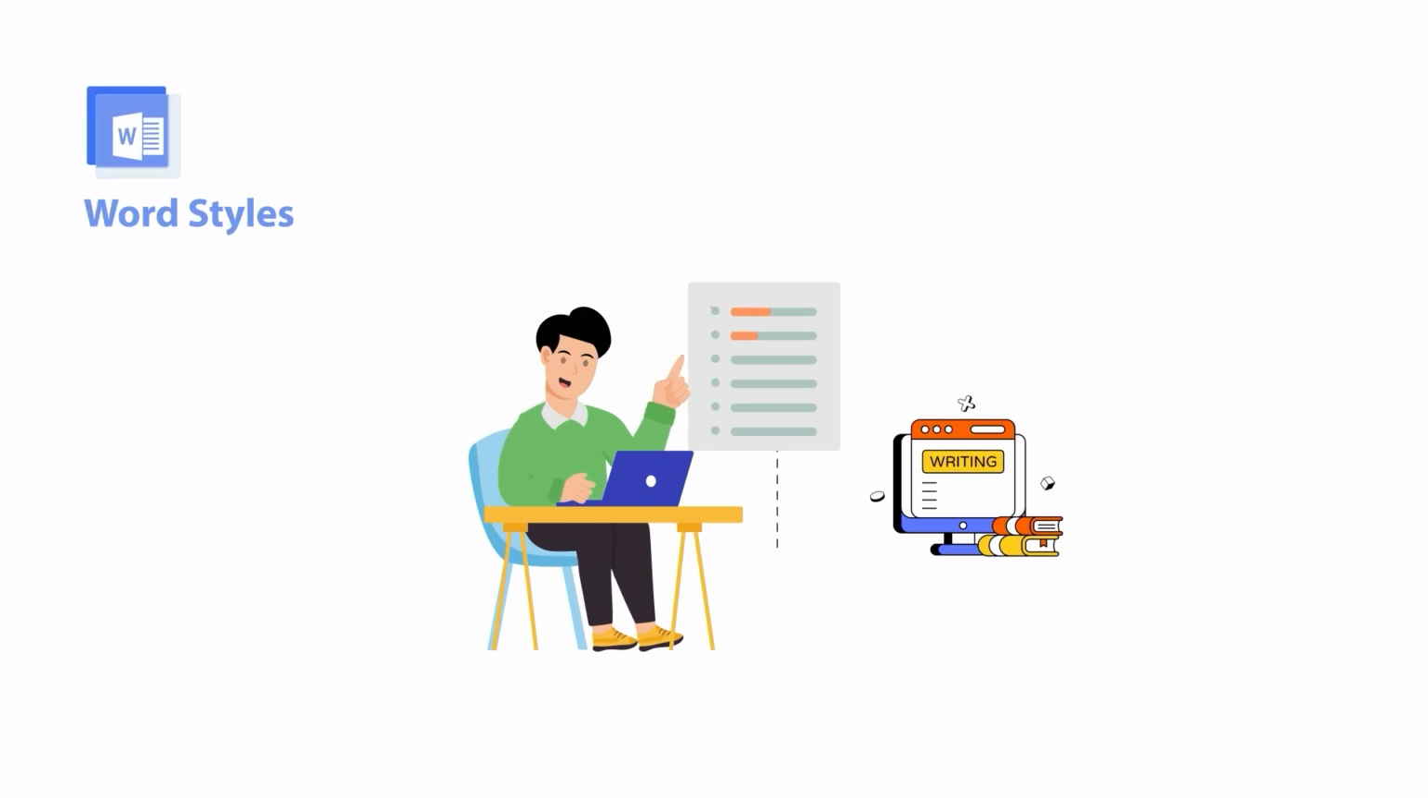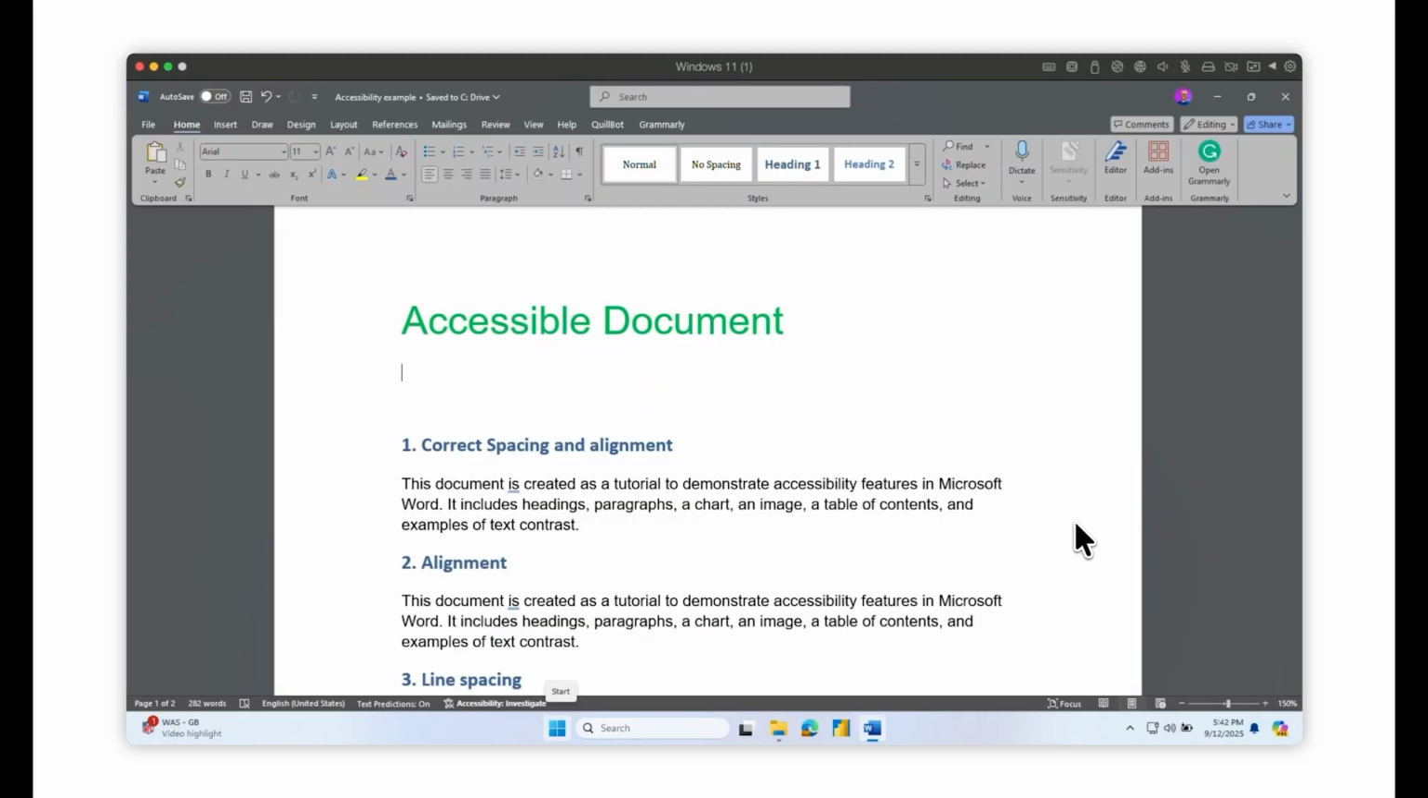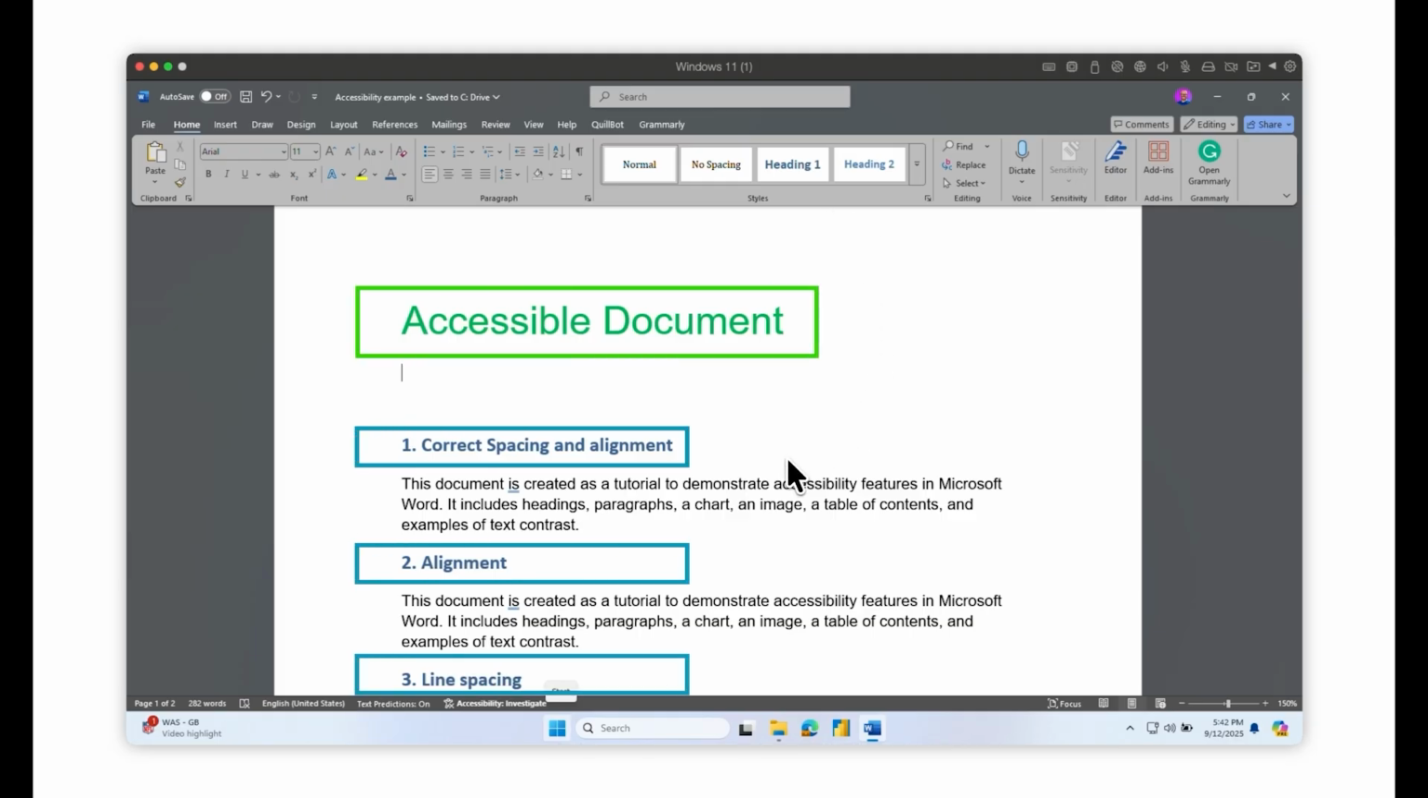Built-in styles are predefined formatting options in Word. These include Heading 1, Heading 2, and so on, and bullet lists. Headings are like titles in a book. They show what each part is about and help everyone, including people using screen readers, understand the structure of your document quickly.